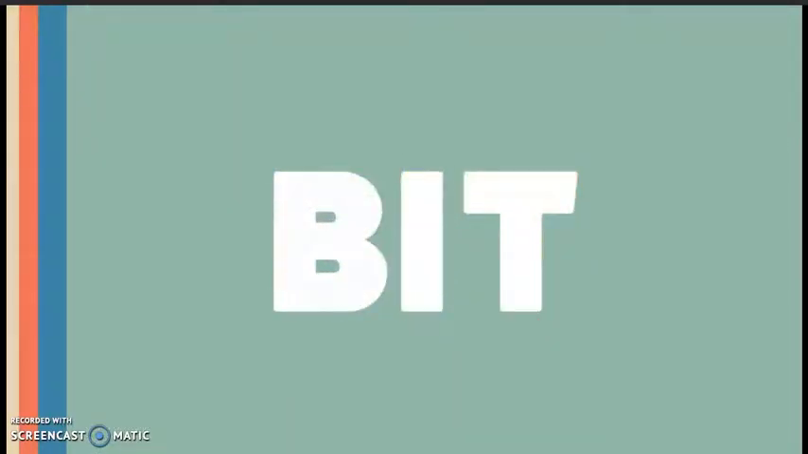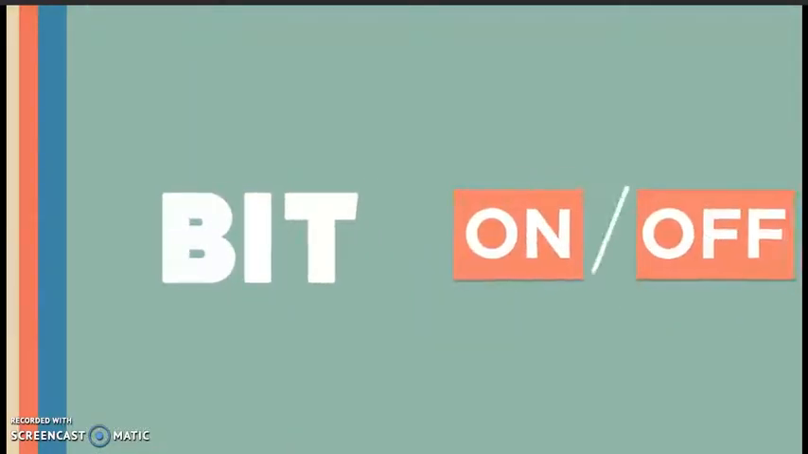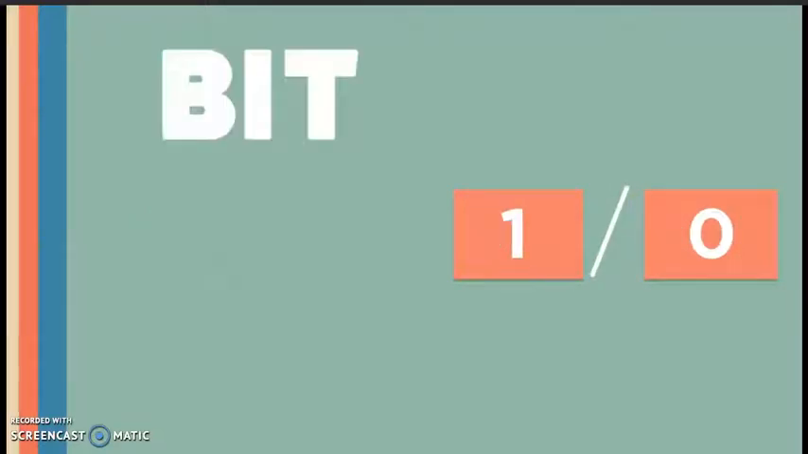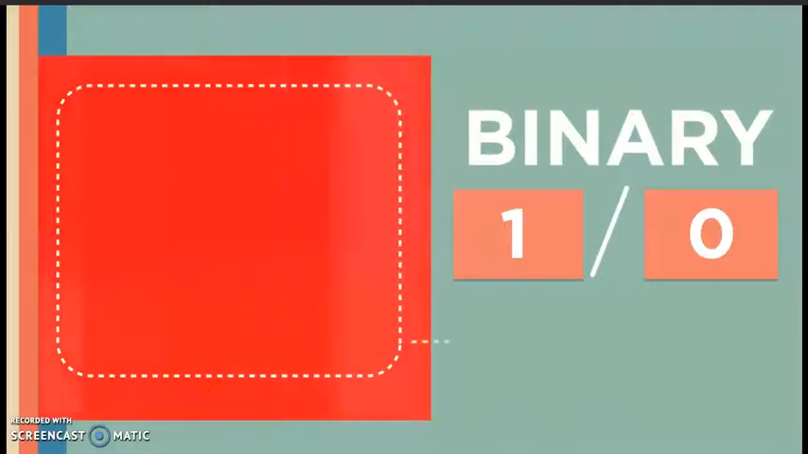So how does a computer store all that data? All computing and digital data are represented by bits. A bit has two states. It's on or it's off. But instead of on or off, computers use ones and zeros. Binary. So an image file is actually just a bunch of ones and zeros.